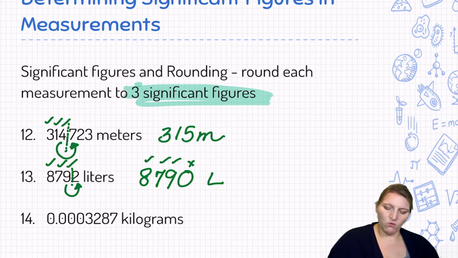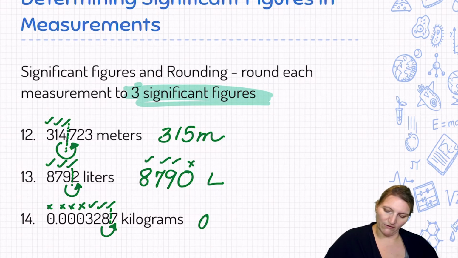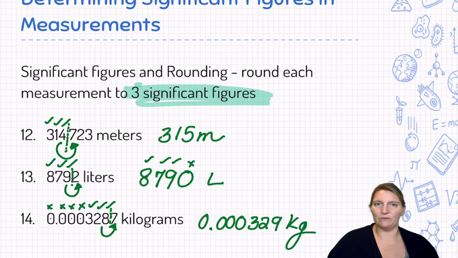And the final one, remember these beginning zeros are not significant, but that doesn't mean we can get rid of them. 3, 2, 8. The 8 is going to be rounded up. So 0.000329 kilograms.